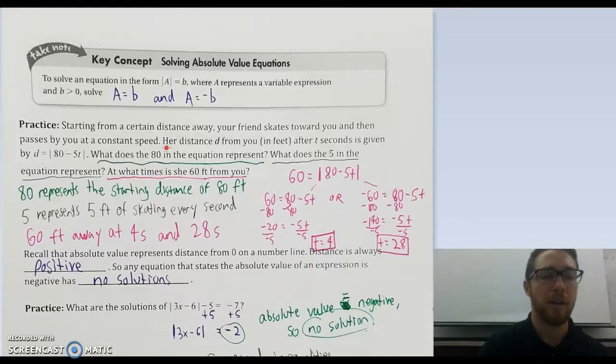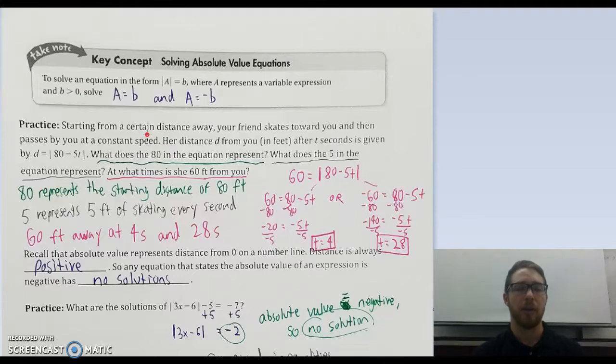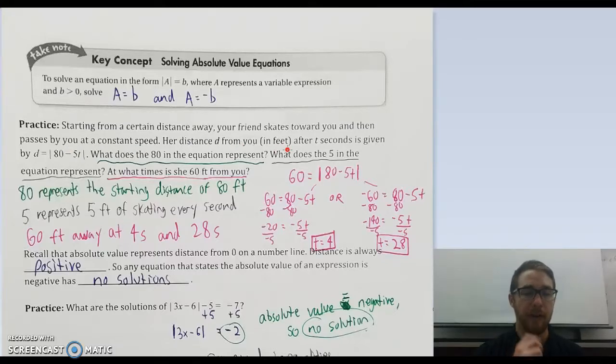Looking at this word problem, it's kind of like that question we saw at the very beginning. Starting from a certain distance away, your friend skates towards you and then passes by you at constant speed. Her distance d from you in feet after t seconds is given by this equation. So we have a distance equation with absolute value. What does the 80 in the equation represent? What does the 5 represent? And at what times is she 60 feet from you? So answering that first question, what does the 80 in the equation represent?